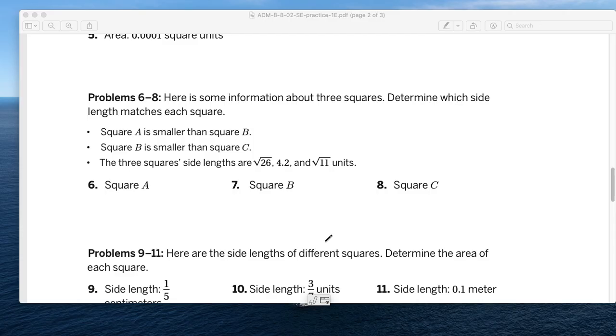Here's some information about squares. Determine which side length matches each square. What the heck? Say what?